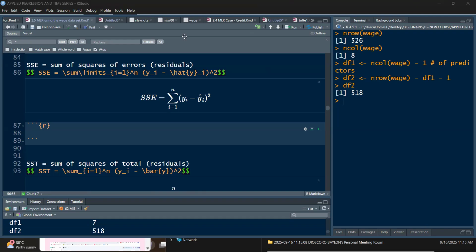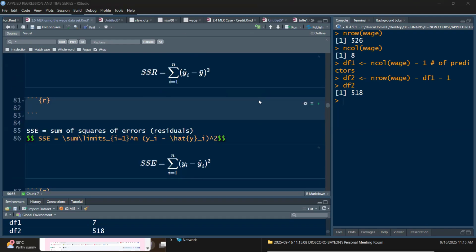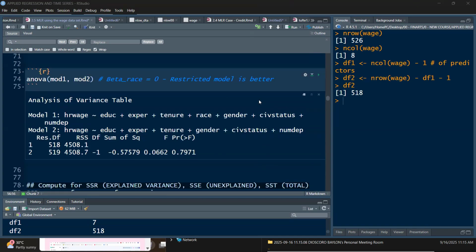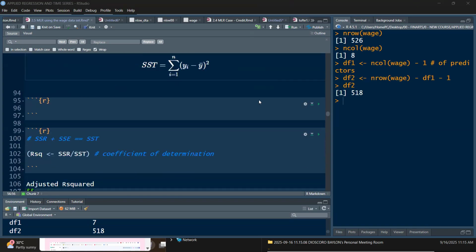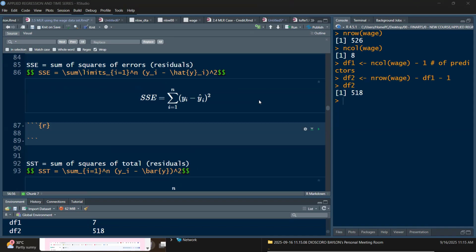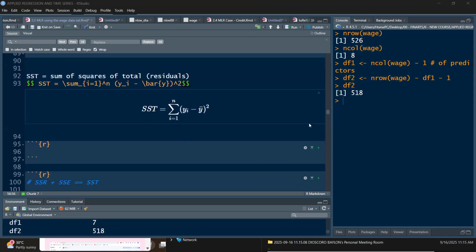Okay, yes, thank you. So quick review lang. We need to identify three metrics: SST, SSR, and SSE. So let's start first with SSE.